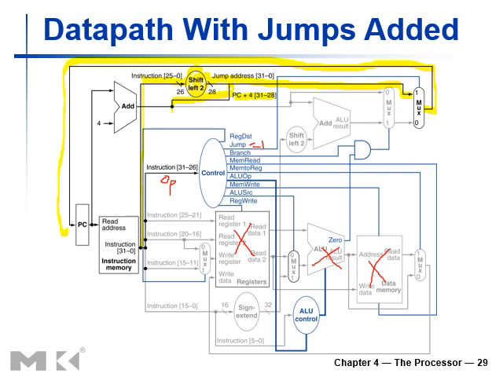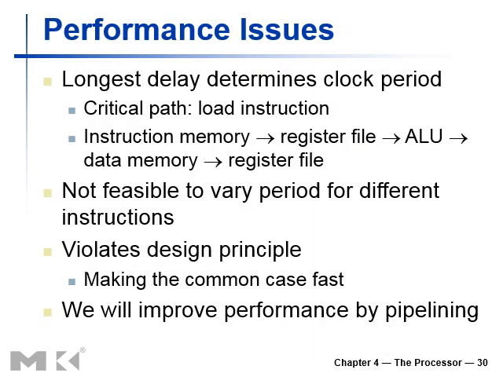So what are the limitations in the single cycle processor? There are some performance issues which we have discussed informally before. The most critical thing is that the longest delay determines the clock period. What does that mean? It means that the critical path is determined by the slowest instruction, or the longest combinational path that exists in a circuit.